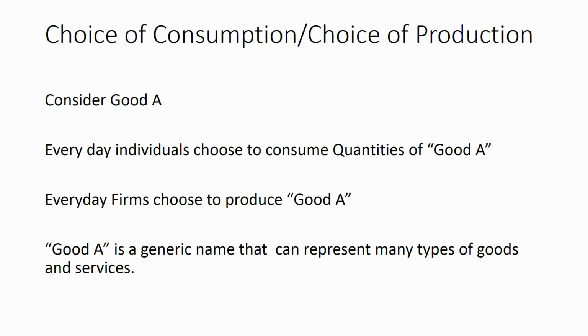All right. So this is part two of the last video that I made, cost benefit analysis. Again, we're talking about the choice of consumption or the choice of production of a good. I want you to consider a good A. Everyday individuals choose to consume quantities of good A, and everyday firms choose to produce quantities of good A. In this example, I'm using good A as a generic name that can represent many types of goods and services.